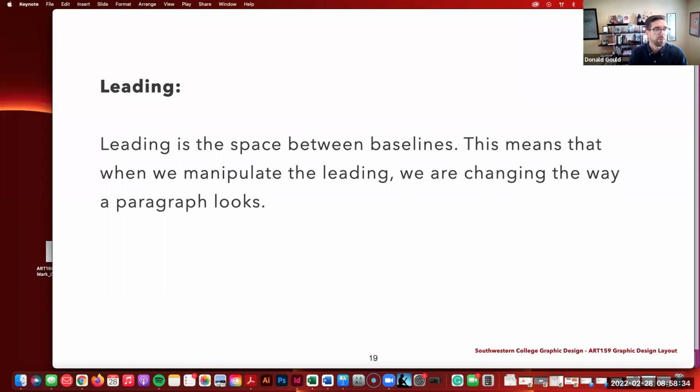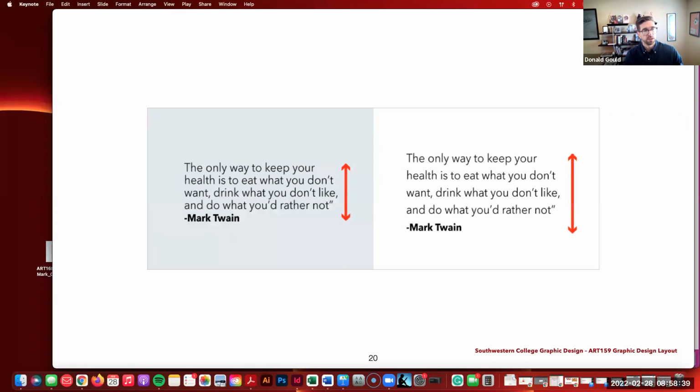So this means that when we manipulate the leading, we are changing the way a paragraph is essentially going to look. If we have really tight leading, if all the lines of text are very close together, it's going to be very condensed. It can sometimes be a little difficult to read, whereas if we increase that leading, if we spread that out a little bit, it's giving us more space for our eyes, right? To really kind of move through this text. It makes it much easier to read and a little bit gentler on the eyes, but it's taking up more physical space on the design as well. So there's a balance to be had there, right? Sometimes you want to increase that leading a lot to draw attention in.